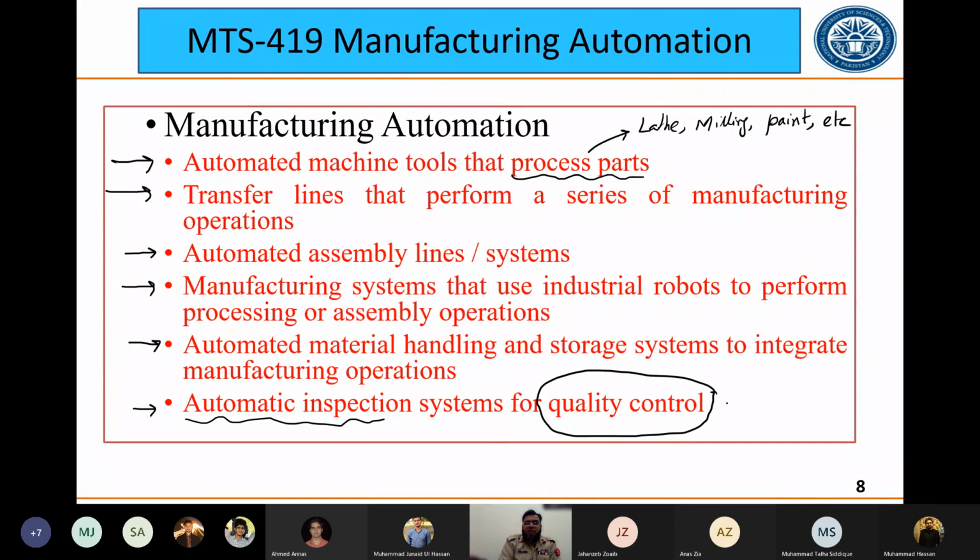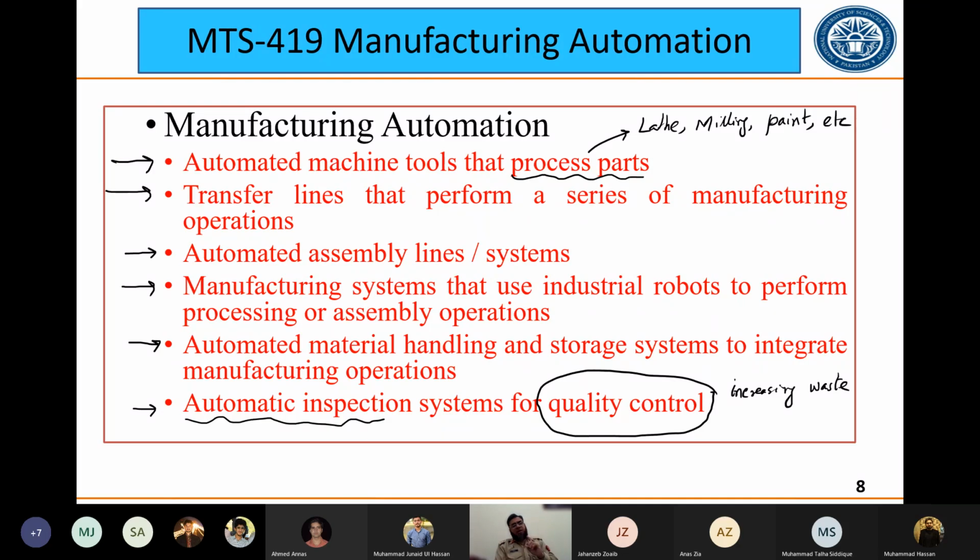If your quality control is not good, it means that you are increasing your waste. So if your waste is increased, it means that the price of your product or your item will go up. So quality control is very, very important.